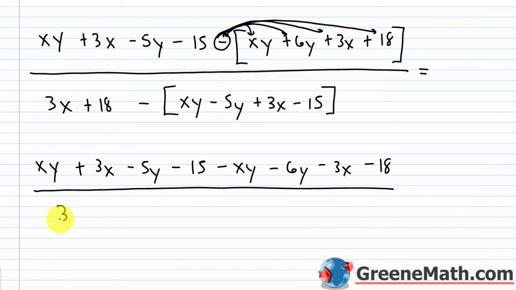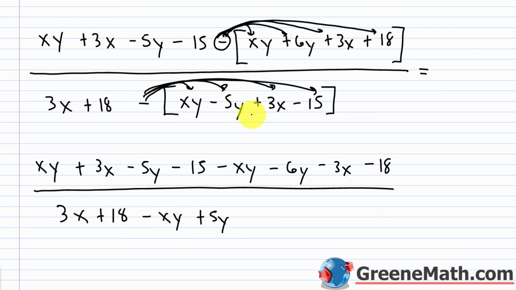Down here I have 3x plus 18. Then I'm doing the same thing. I'm going to distribute this to every term. Every term. So I'll have minus xy. I'll have plus 5y. I'll have minus 3x. And I'll have plus 15.